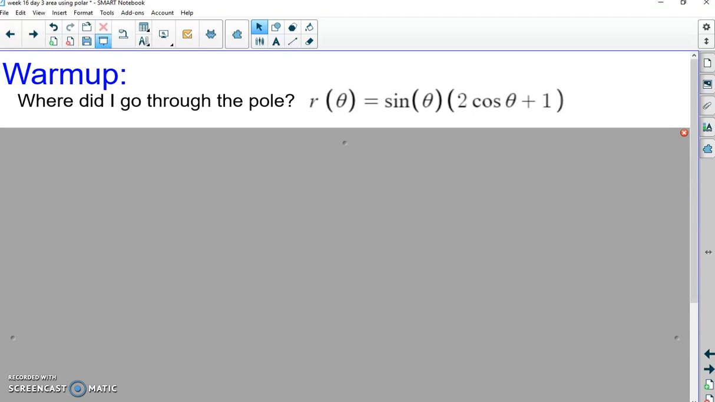Okay, so my first question here is where do I go through the pole? And what that question really means, rephrased, is when is the radius 0? Today our goal is to find areas of loops, but you can only find the area of a loop or a petal if you know when it starts and when it ends, which is kind of like your polar discovery thing that I'm asking you to write up on.